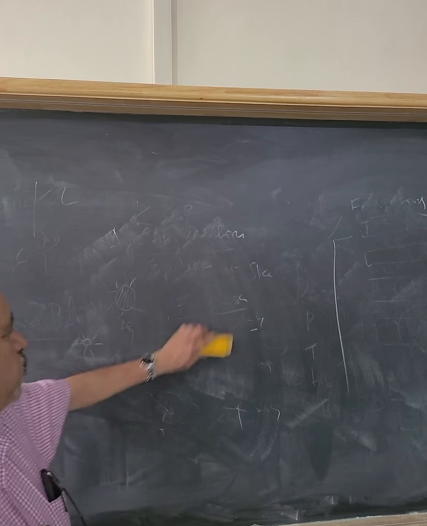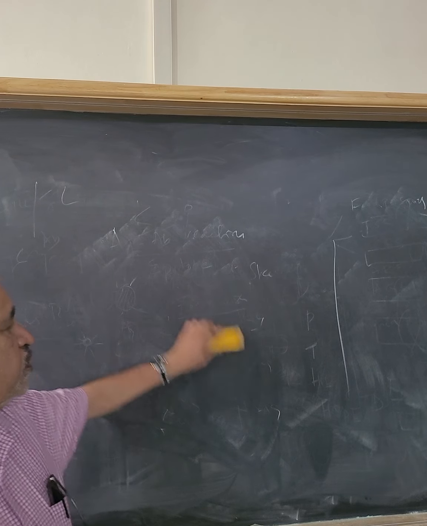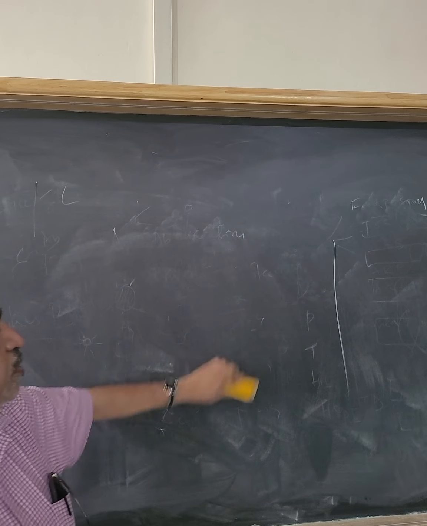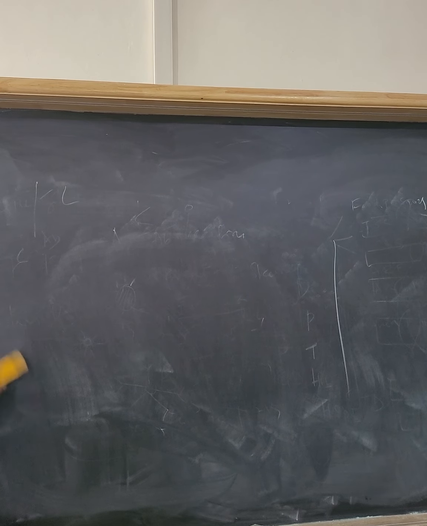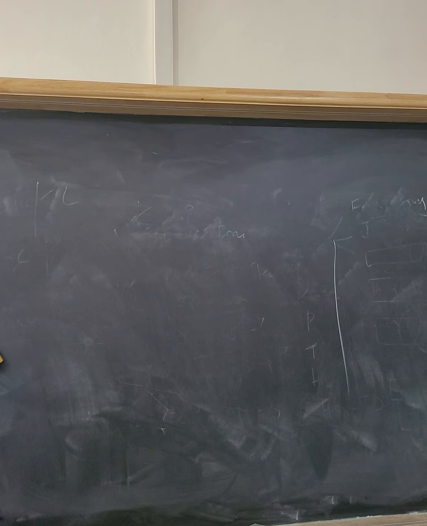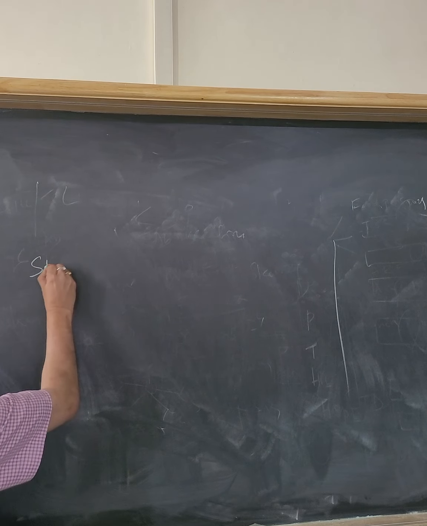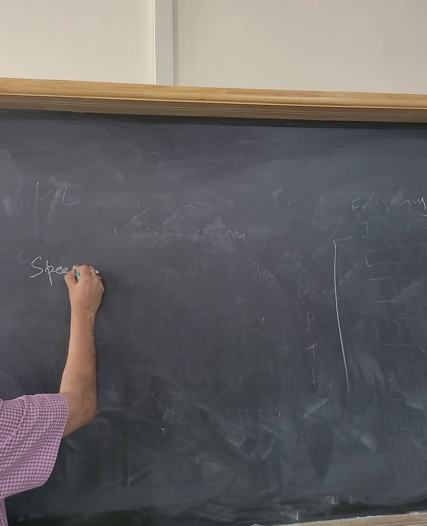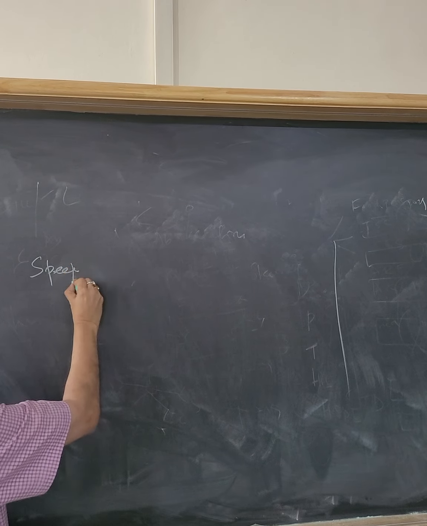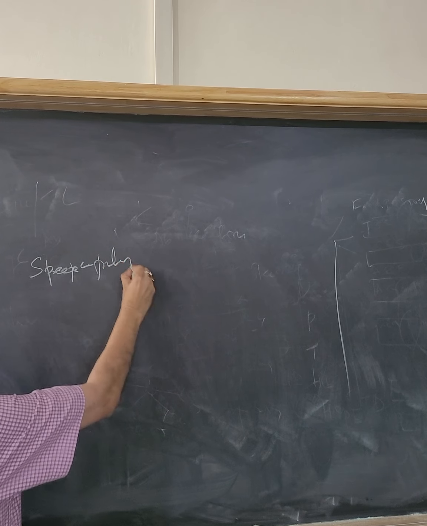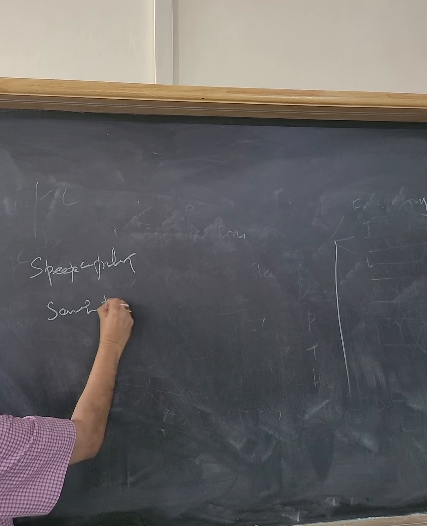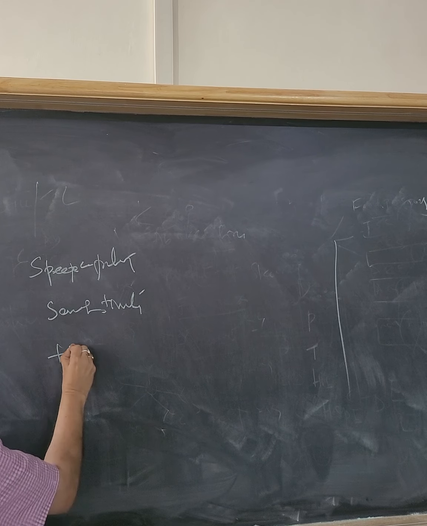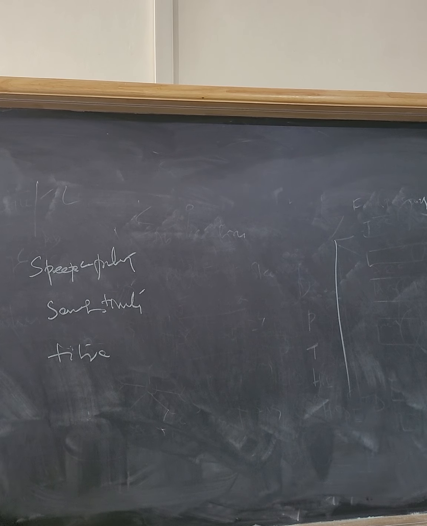Now, while describing the antigen antibody reaction, we define 3 terms: specificity, sensitivity and titer.